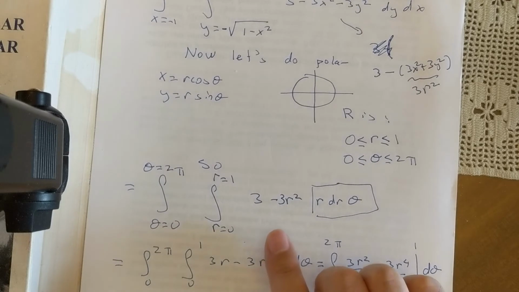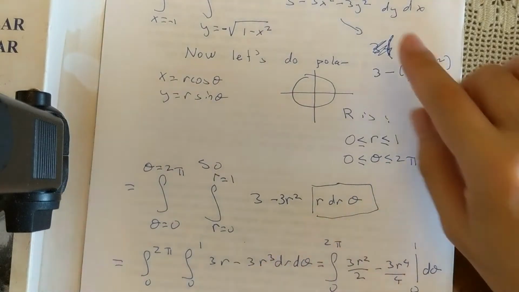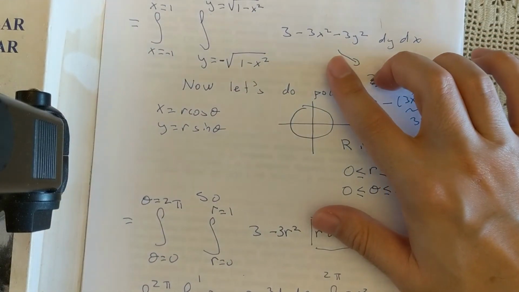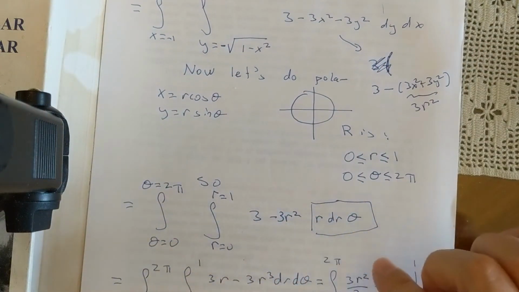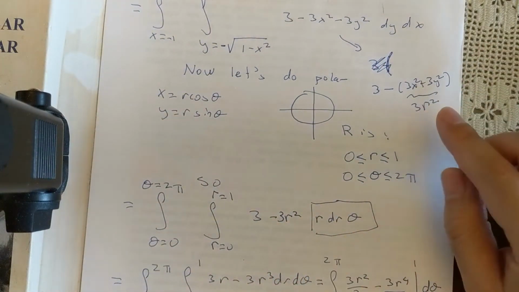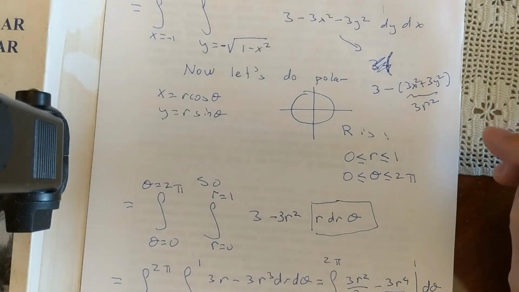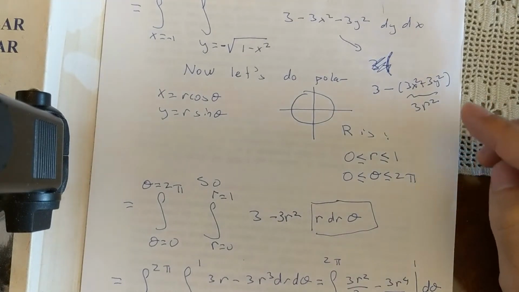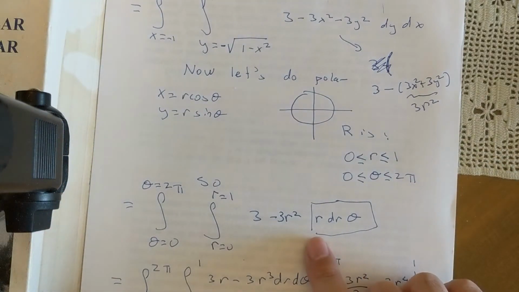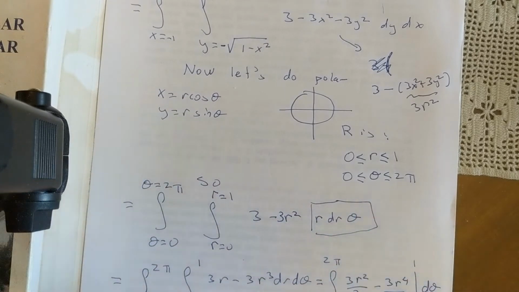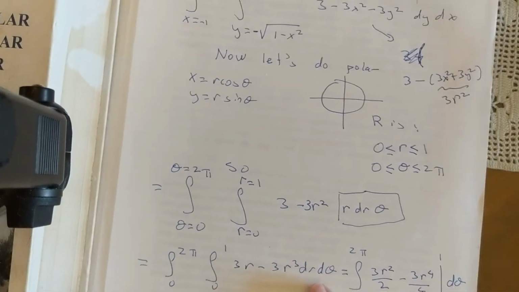We have 3 minus 3r squared, that's our function. 3 minus 3x squared minus 3y squared is the same thing as 3 minus 3r squared. And remember, we did this last week. Because of the Jacobian, dy dx gets converted to dr d theta, but the Jacobian is r, so it comes down to r dr d theta. This is what happens when you do polar substitution every single time, okay?